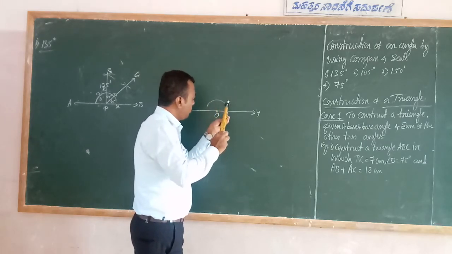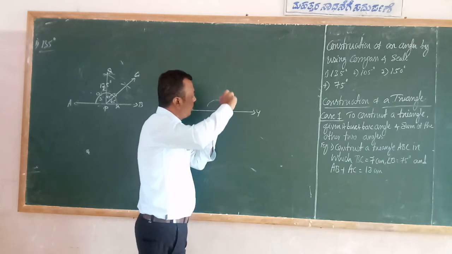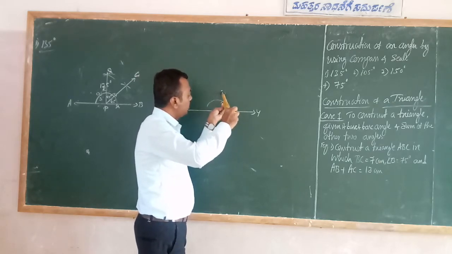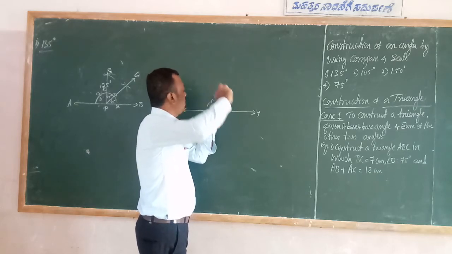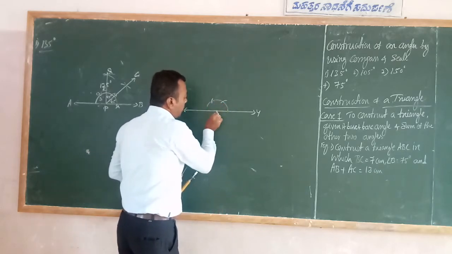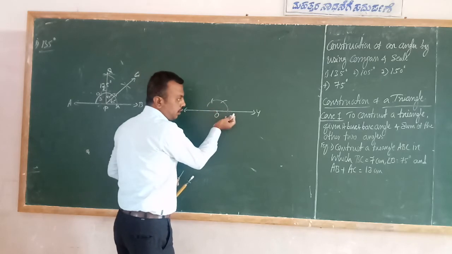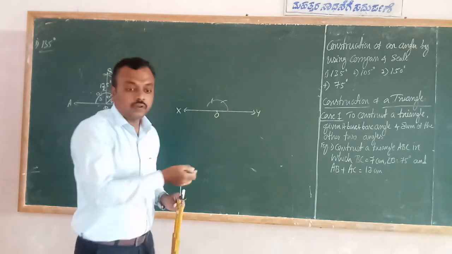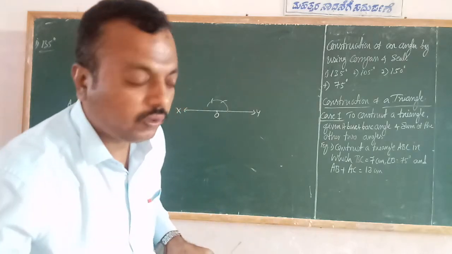Now we have to keep on this point and cut the same arc, and keep on this point and cut the other arc. See, if you are joining these points, it becomes 60 degree. If you are joining this point, it becomes 120 degree. But I want 105 degree.